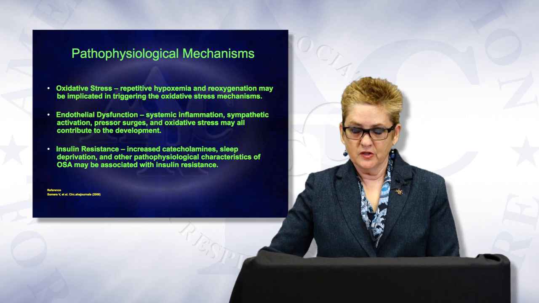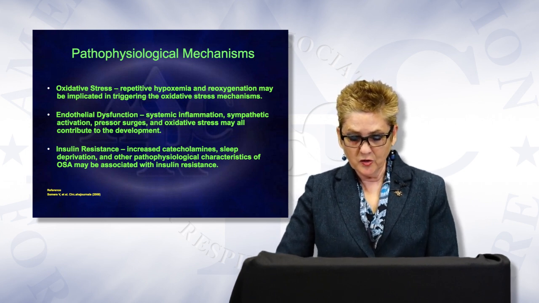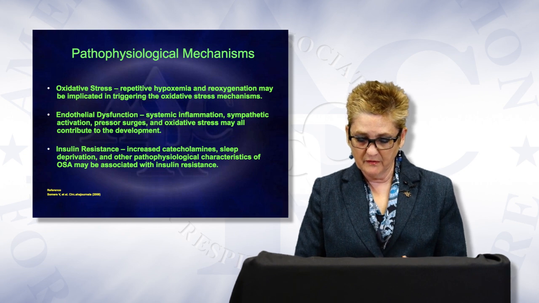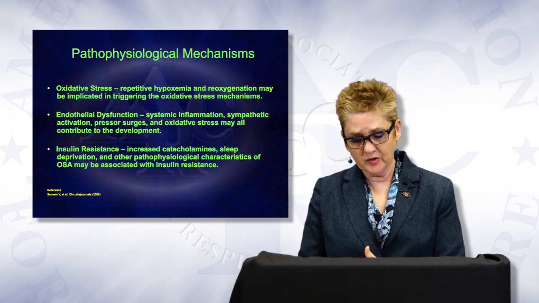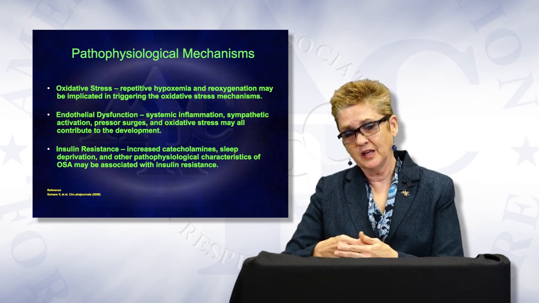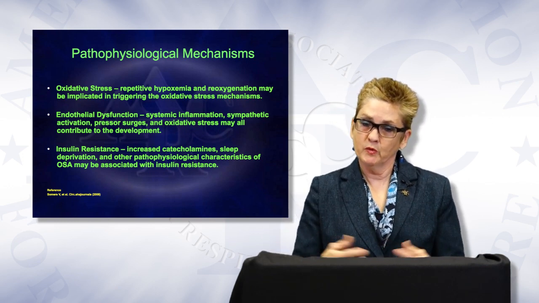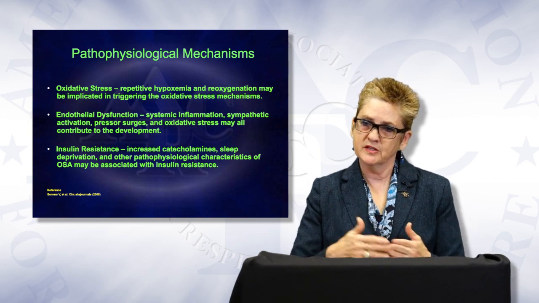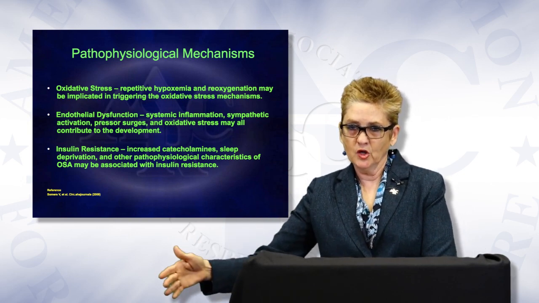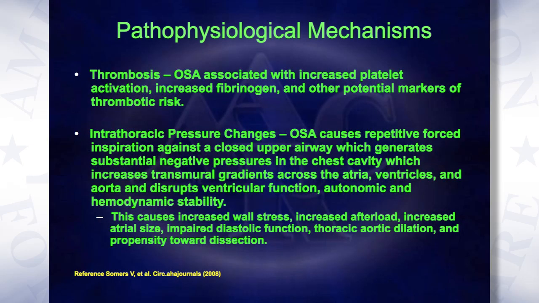And then here comes insulin resistance, because the increased catecholamines, sleep deprivation, and the other pathophysiological characteristics of OSA may be associated with that insulin resistance. So again, when I spoke earlier about more research being needed to see how that mechanism works, it's so that we can stop this downhill cycle. We also note that thrombosis occurs with OSA because of increased platelet activation and increased potential markers of thrombotic risk. So it's important, again, to be aware of those things with your sleep patients because these things could be happening and you don't know about them.